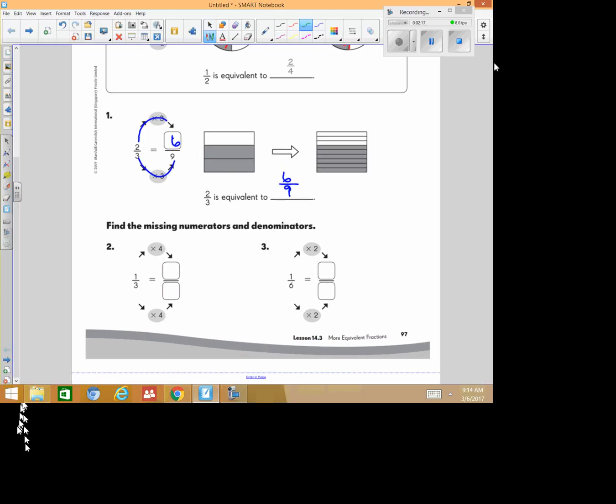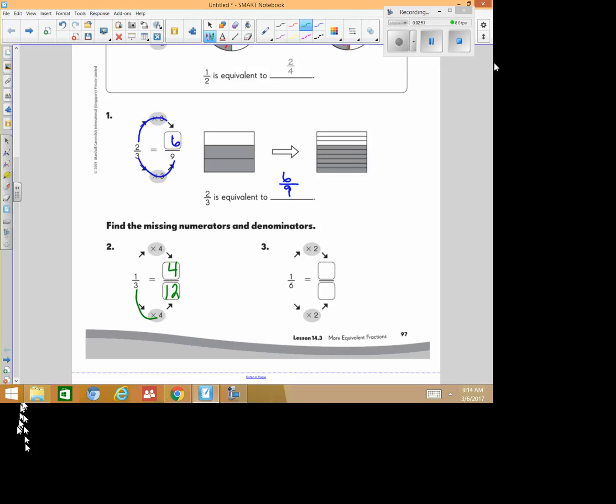What is 1 times 4? Raise your hand when you know. Somebody who hasn't answered one yet. Hannah, what is 1 times 4? 1 times 4 is 4. Yeah. So this is a 4. What is 3 times 4? Harley? Yes, ma'am. So 1/3 is the same as 4/12. 4 pieces out of 12.